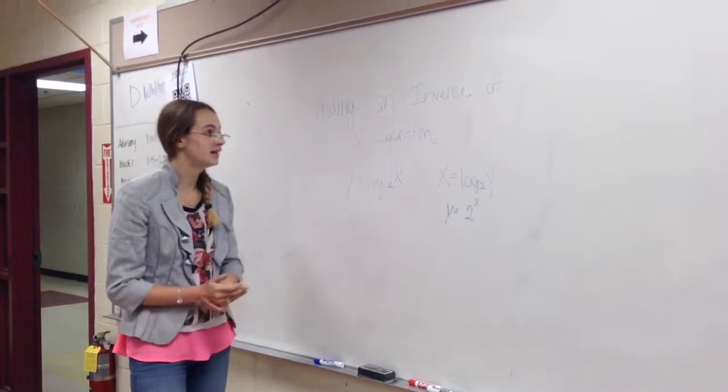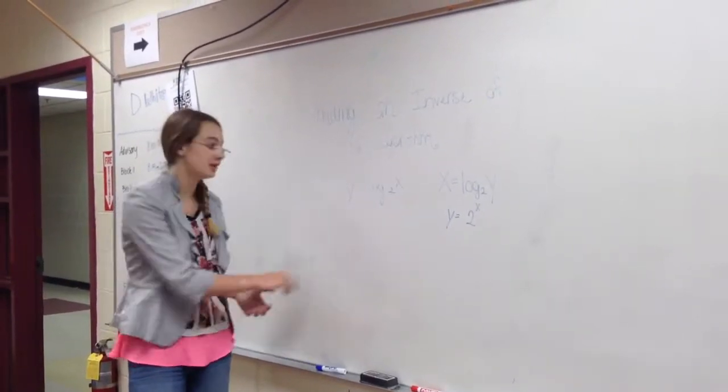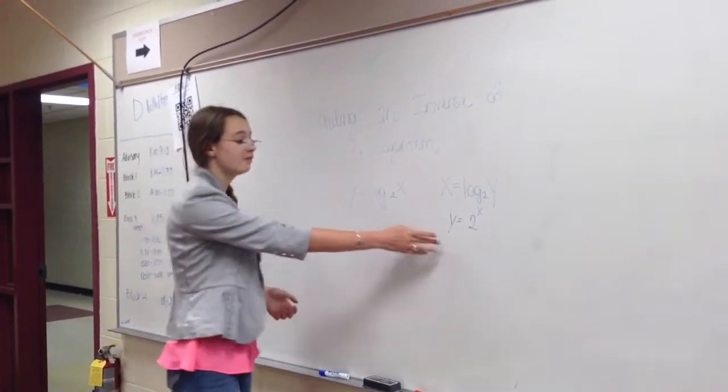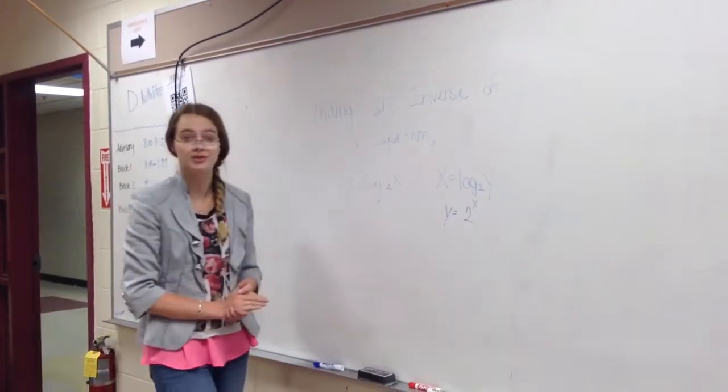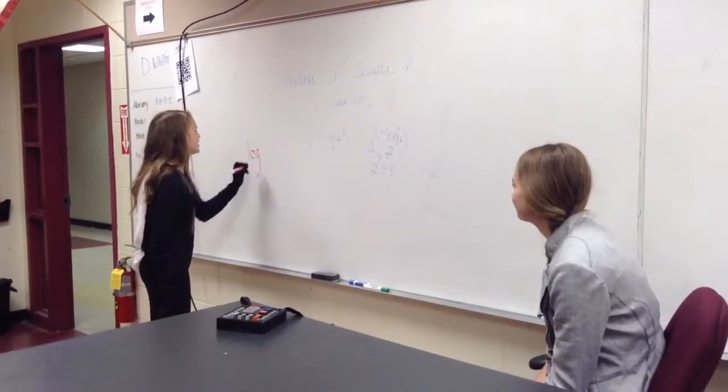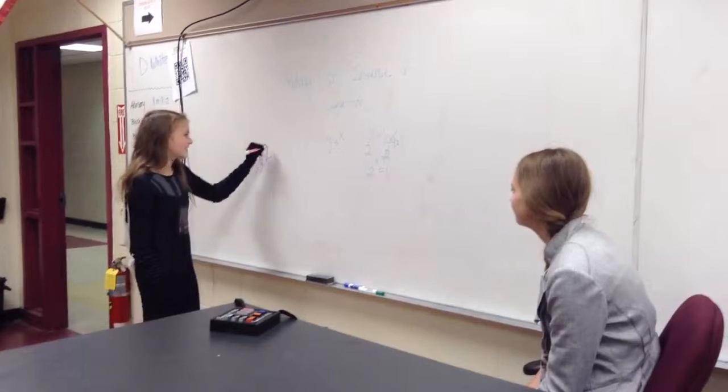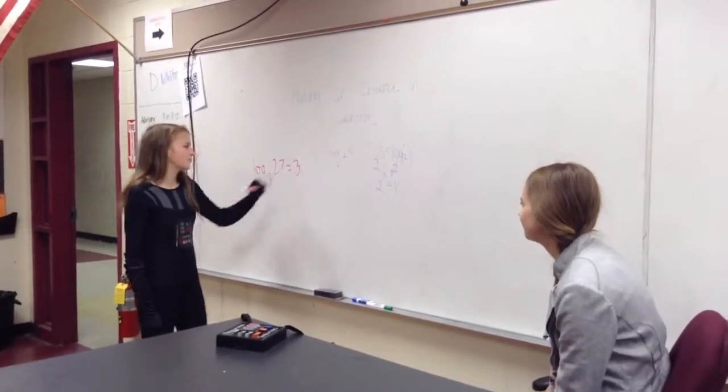So, when you're finding an inverse of a logarithm, it's really simple. You just switch the place of y and x and then solve for y, so you'd finally get y equals 2 to the x. Log base 3 of 27 equals 3, right?